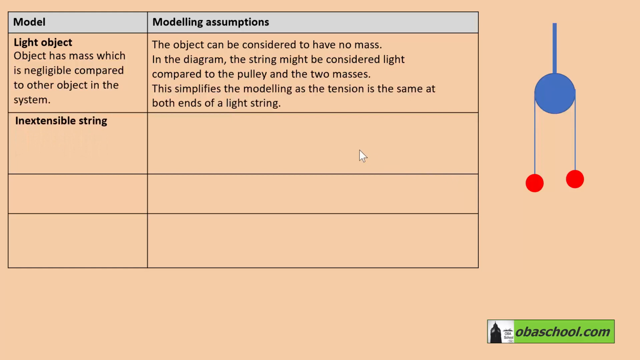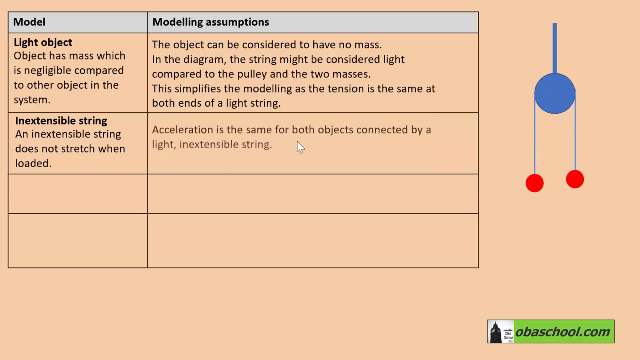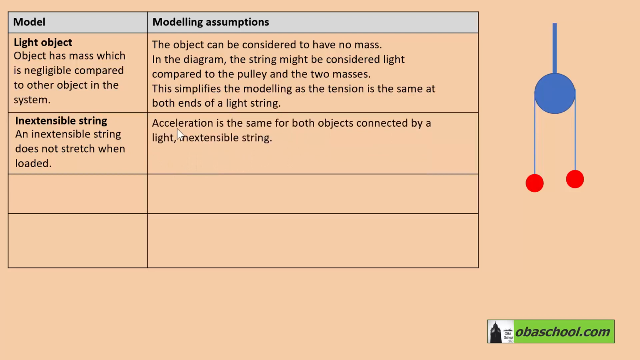An inextensible string. An inextensible string is one which does not stretch when loaded. So this is actually unreasonable because all strings to some extent will stretch when a load is applied. The assumption that's made here then is the acceleration is the same for both objects connected by a light inextensible string. So if one of these is heavier than the other, let's say this one's heavier, it will start to accelerate downwards and this one will accelerate upwards. And the acceleration will be the same because the string is the same length and therefore the distance between the two objects is a constant.